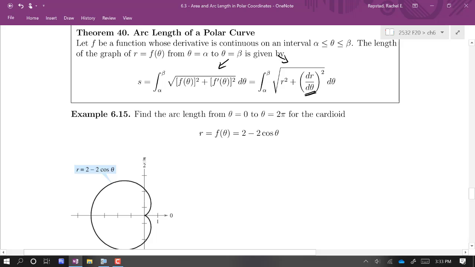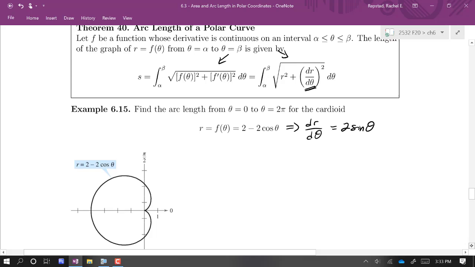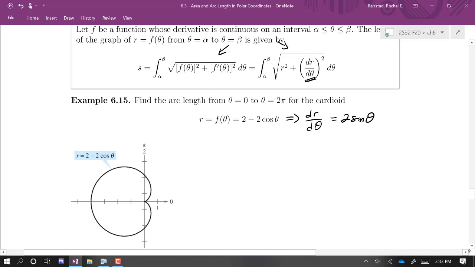So they give us r equals 2 minus 2 cosine theta. So dr/d theta is, let's see, 2 sine theta. And that means that we're going to get the arc length by integrating from 0 to 2 pi the square root of r squared plus (dr/d theta) squared. So r squared would be (2 minus 2 cosine theta) squared plus (dr/d theta) squared is (2 sine theta) squared.